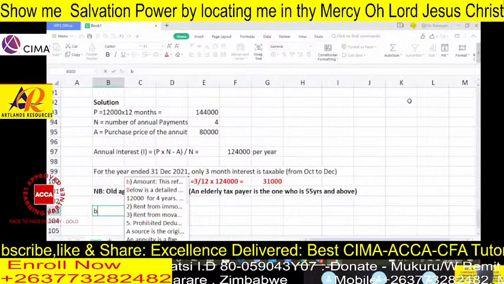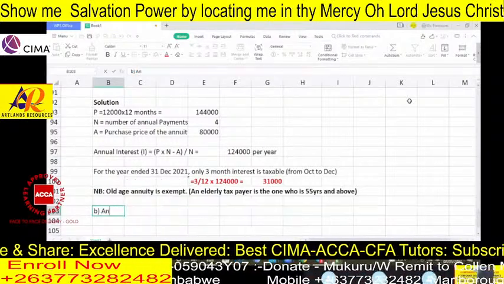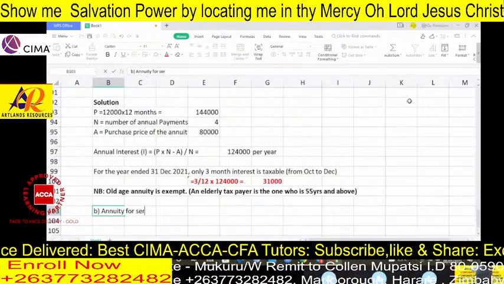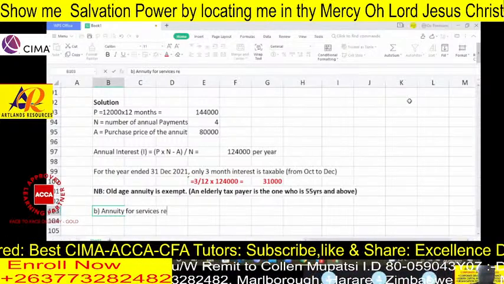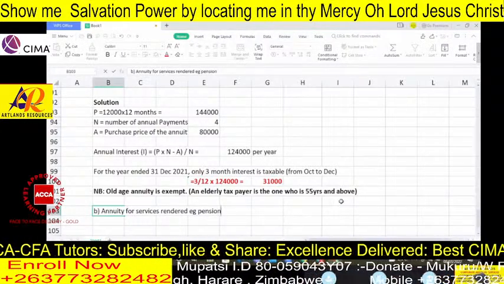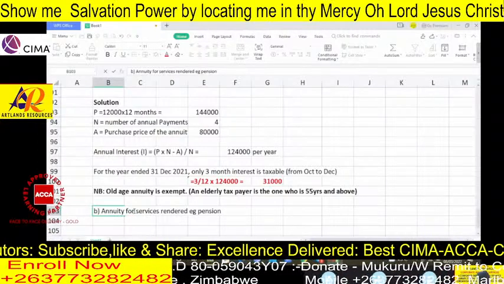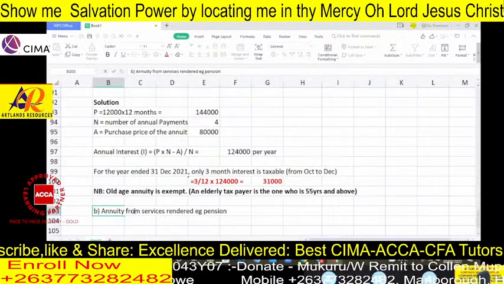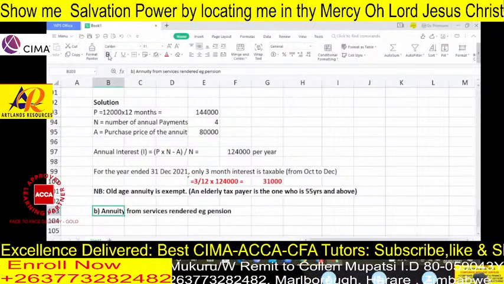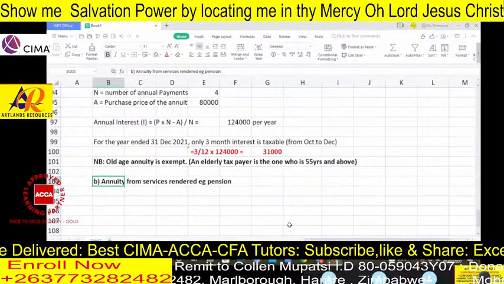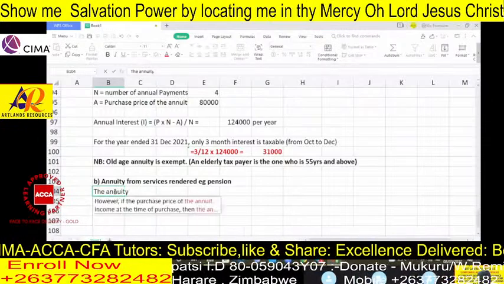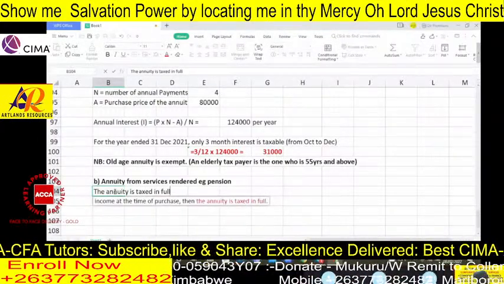Then annuity, that one was purchased annuity. Then B, annuity for services rendered. For example, a pension. It's actually an annuity from services rendered. For example, if you are receiving a pension now, we tax such an annuity. An engineer, for example. So the annuity is taxed in full. That's the point there.